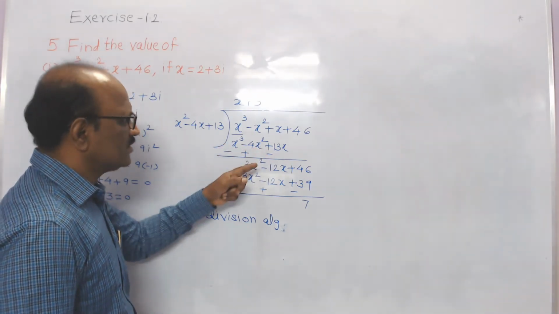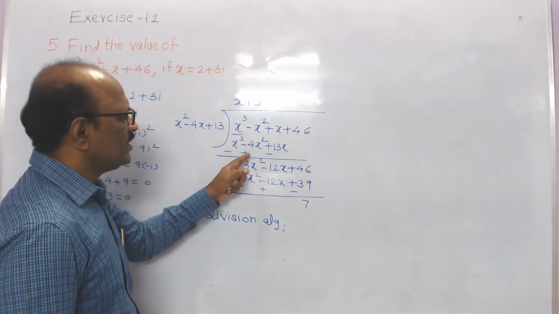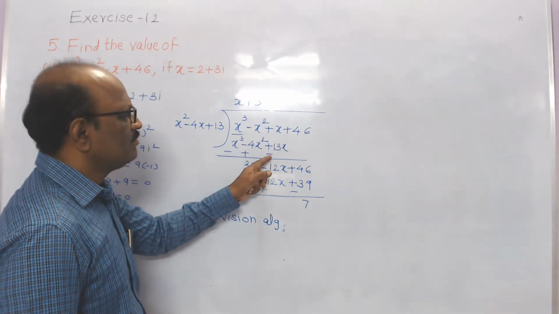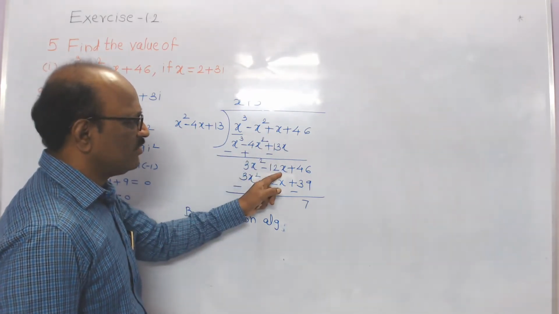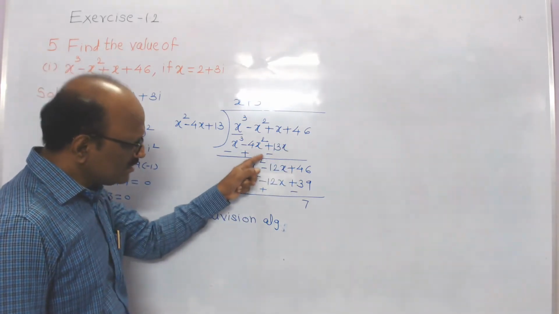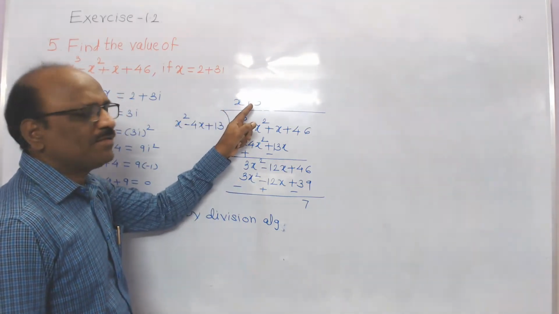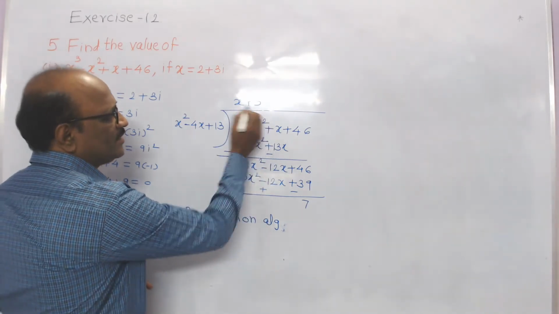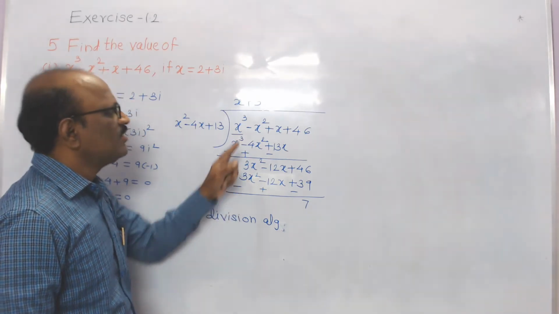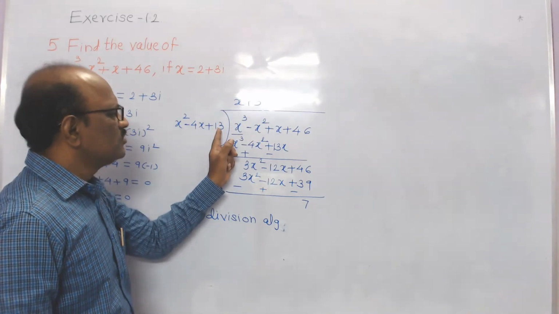Now here x cube minus x cube get cancelled. Minus x square and plus 4x square, you will get 3x square. Plus x minus 13x, you will get minus 12x, and plus 46. Again next, to get the 3x square, we have to multiply this x square by 3, and therefore I had written here 3. 3 into x square, you will get 3x square. 3 into minus 4x is minus 12x. 3 into 13 is 39.